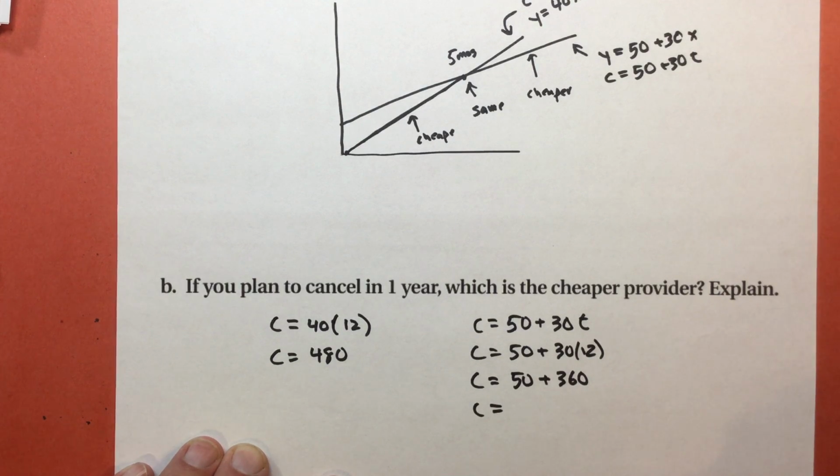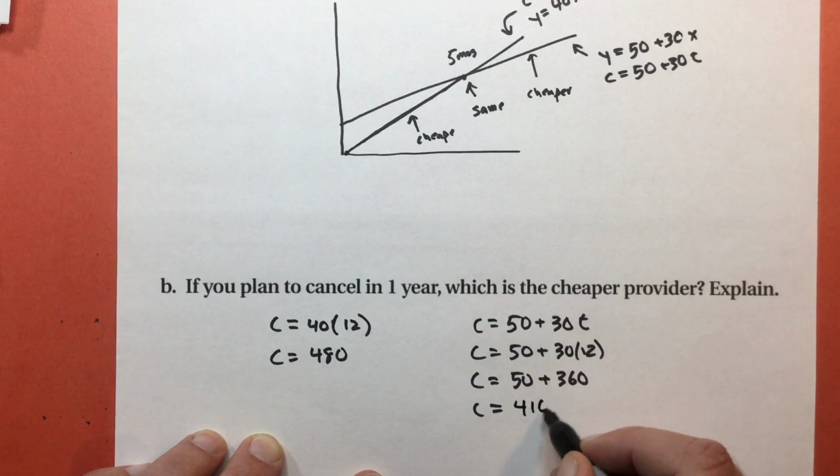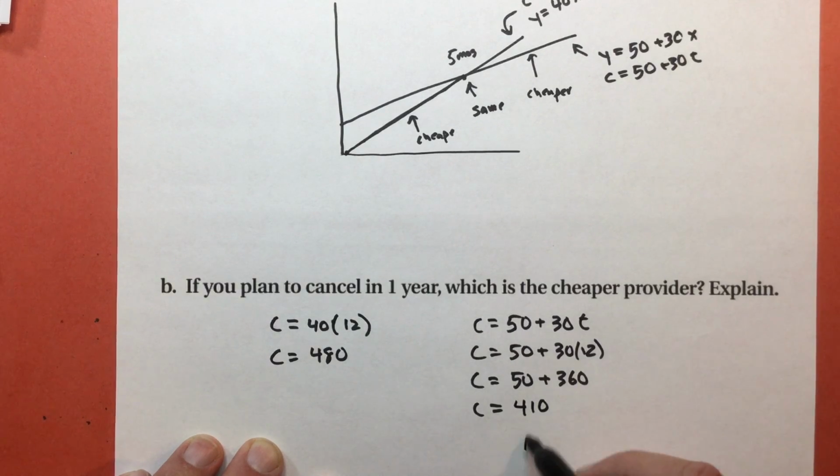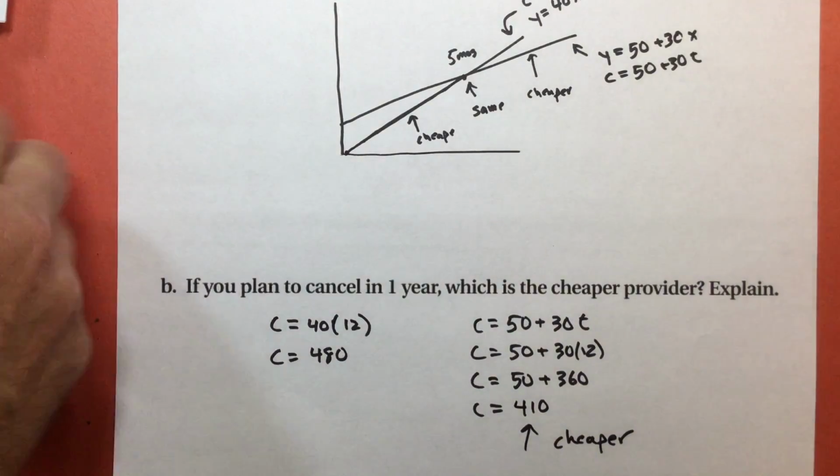Let's see, what did I do wrong? I did something wrong. 40 times 12. 30 times 12. Oh, sorry. I'm doing this in my head, and I did it wrong in my head, which you can't see. 50 plus 360 is 410. So this one is going to be cheaper. All right. We'll see you in the guided practice problems.